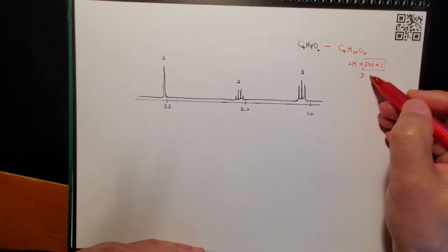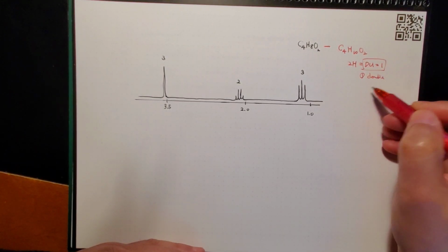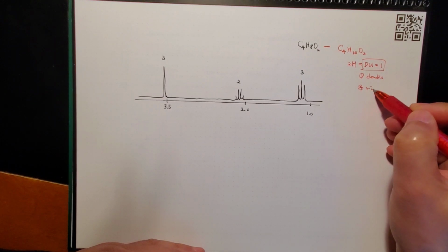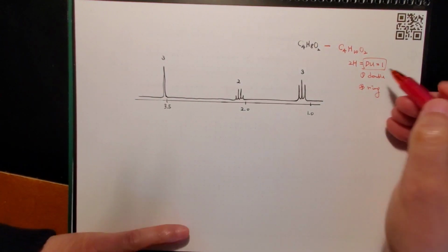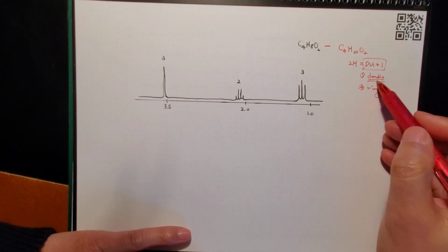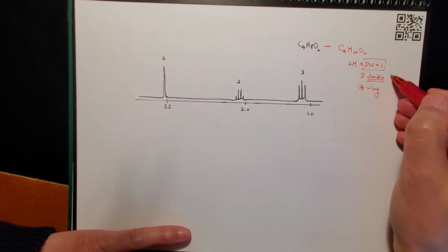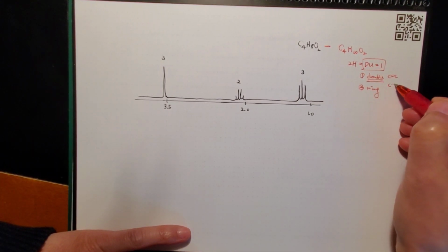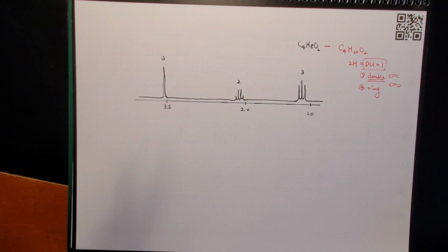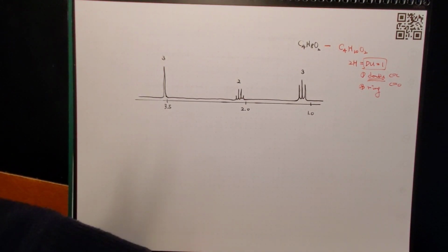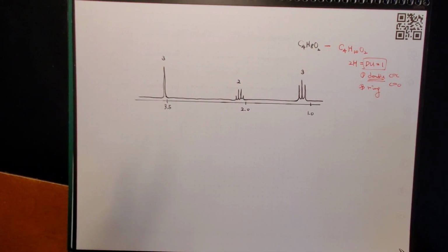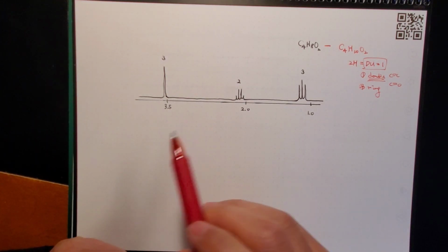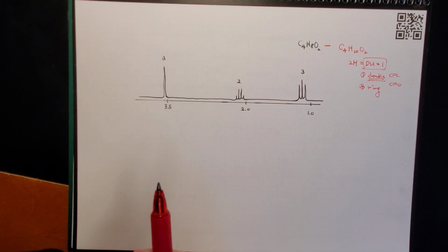Okay? Meaning what? You have either a double bond or a ring. If it is a double bond, it could be a carbon-carbon double bond or a carbon-oxygen double bond. That's it. The rest of them are all alkanes. But from the chemical shift, you can already guess something.